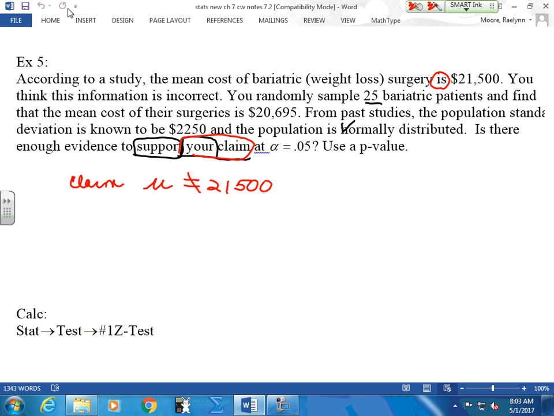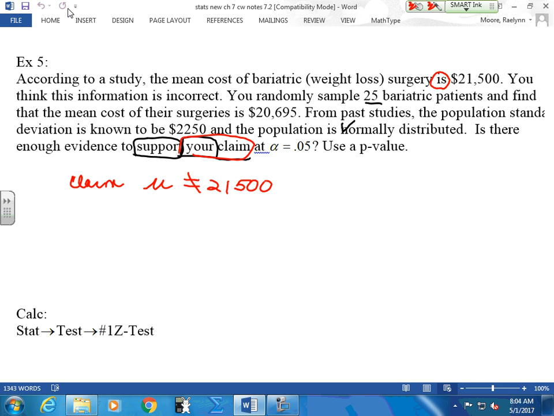If I was writing this, I would say, you think this is incorrect. You think it is different than 21,500. I would say that right in my words. They were just missing that statement. The reason you tested this is because you disagreed with it. So you think it is not 21,500. And the way they say support your claim, support has to be an HA. Don't ever put their test information into their HO HA.